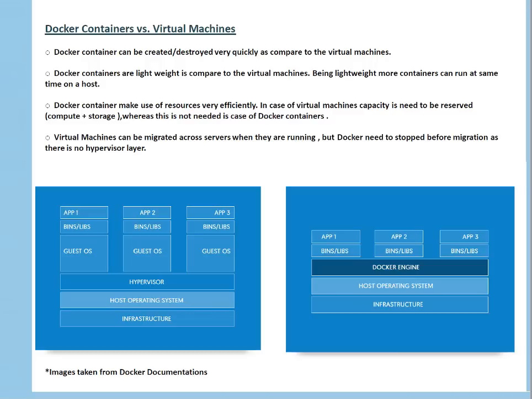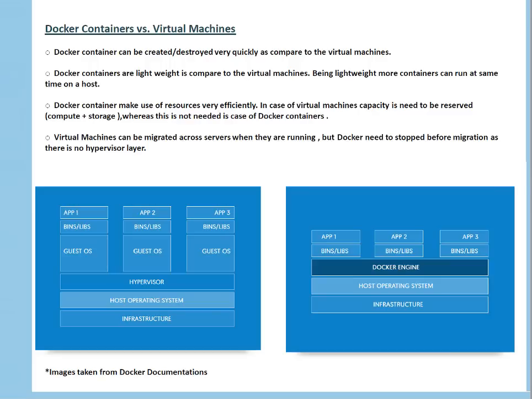One drawback of Docker, though I don't consider it a drawback, but some limitation. In case of virtual machines, they can be migrated online across different machines because they are running over the hypervisor layer. But in case of Docker, we need to stop the Docker container first before performing the migration because there is no hypervisor layer.